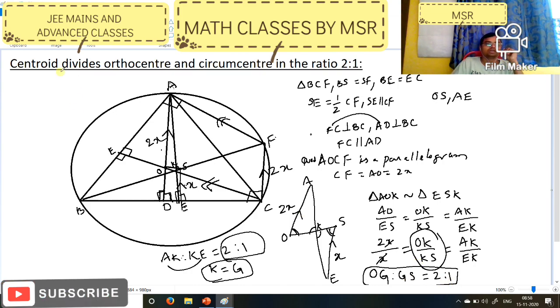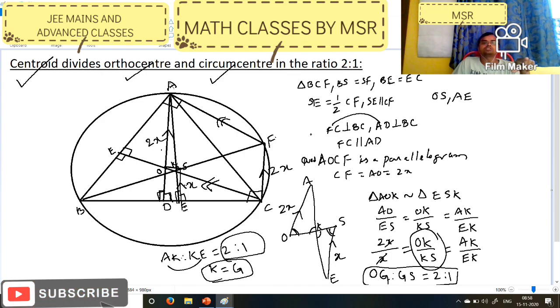So we know that. Now we got the centroid G divides O and S in the ratio 2 is to 1. Centroid divides orthocenter and circumcenter in the ratio 2 is to 1. Okay. Now second point also we discussed.